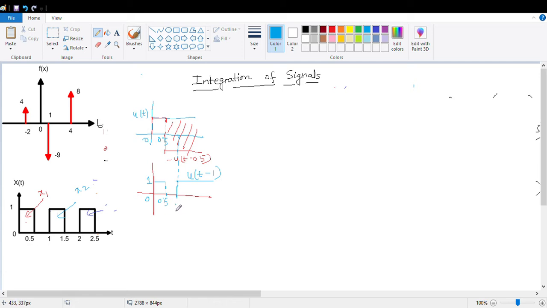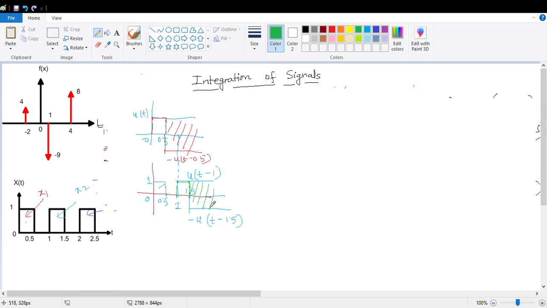From 1 there comes another signal, and after half a second, that is at 1.5, this becomes 0. That means obviously here also there is a signal of equal magnitude but opposite in direction. That means it will be minus u(t minus 1.5) coming in the system. So that's why this part gets cancelled, and this part is remaining in the system. So we are getting x1 as well as x2 in the system.